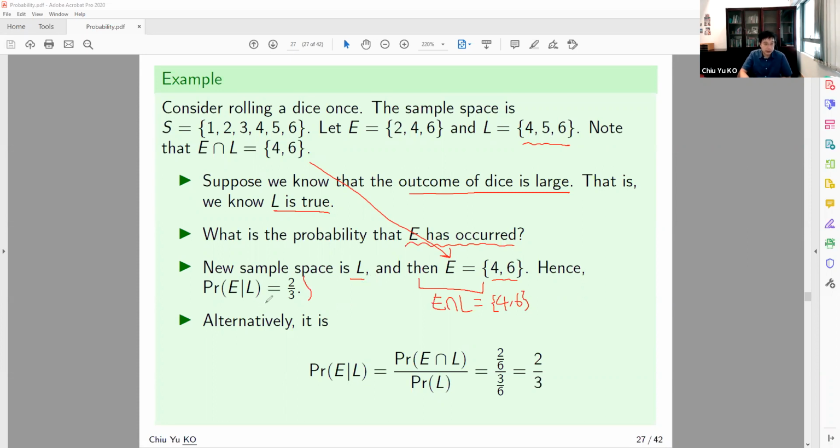This is how you can derive it from the principle, right? But it turns out you can be smarter using the formula. By the definition, probability E given L will be a fraction. The denominator will be the probability of L, and the numerator will be their intersection. So the probability of L is 3 over 6, because 3 elements out of 6. And the intersection of E and L has 2 elements, so 2 out of 6. It'll be 2/3, so it turns out to be the same thing. That makes your life easier. You don't need to do it the long way, because this is a shortcut.